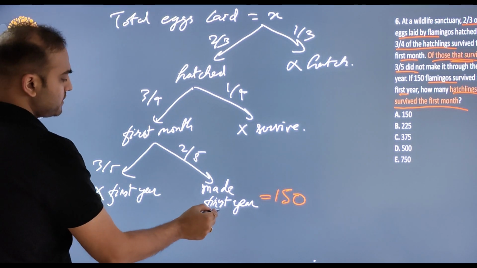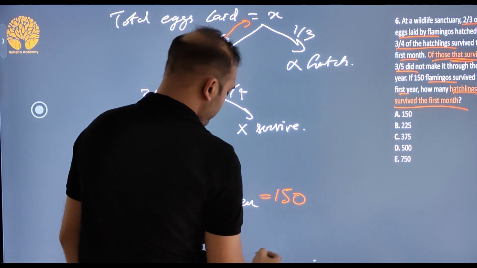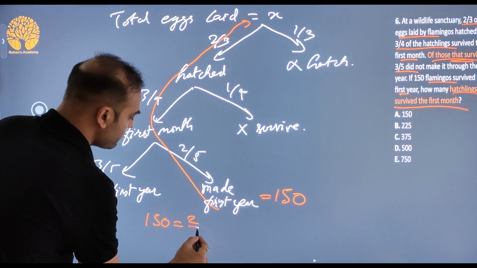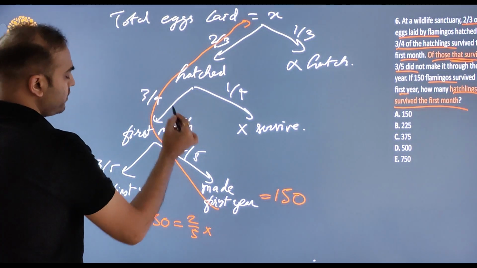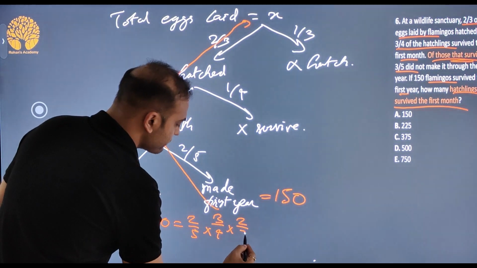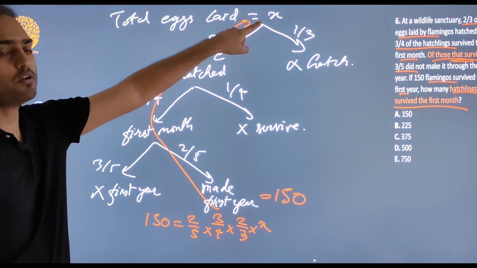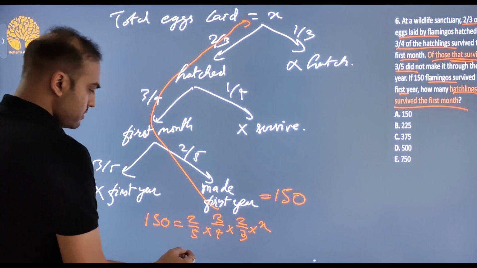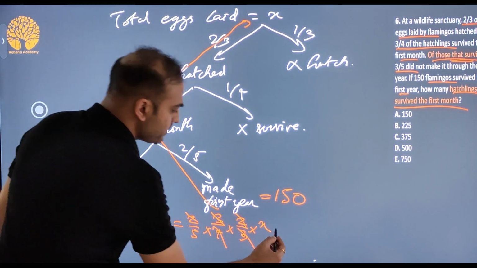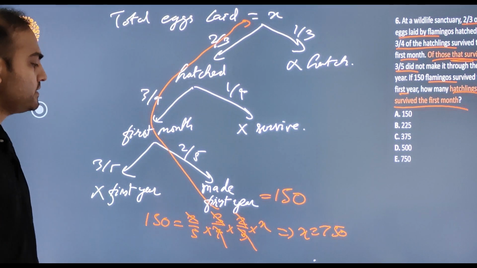So this is the path I need to follow. So 150 is 2/5 into 3/4 into 2/3 into X. This is the path I need to follow. 3 and 3 cancel, 2 and 2 cancel the 4, X is 750. X is 750.